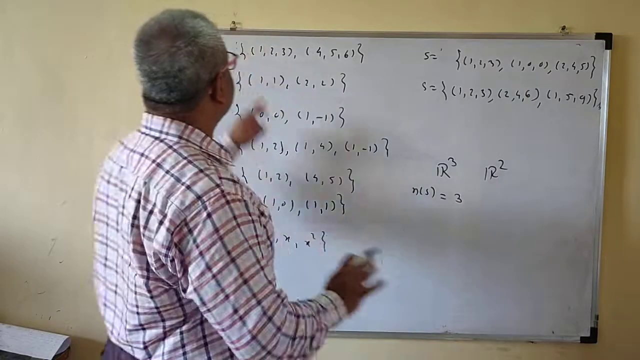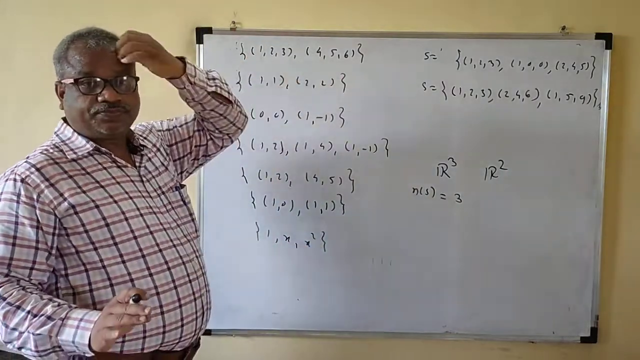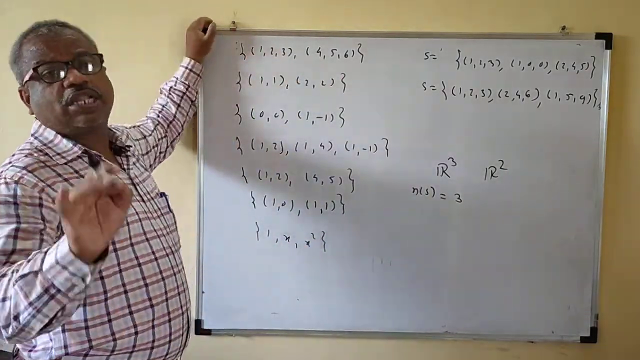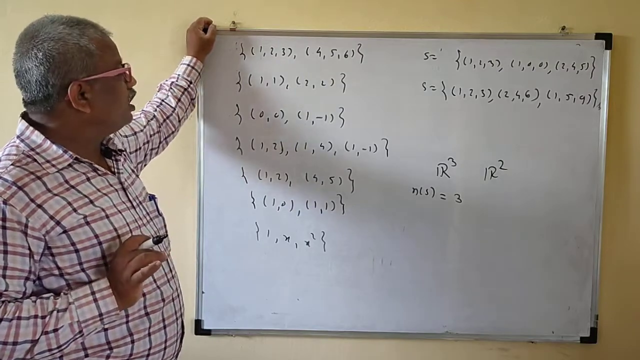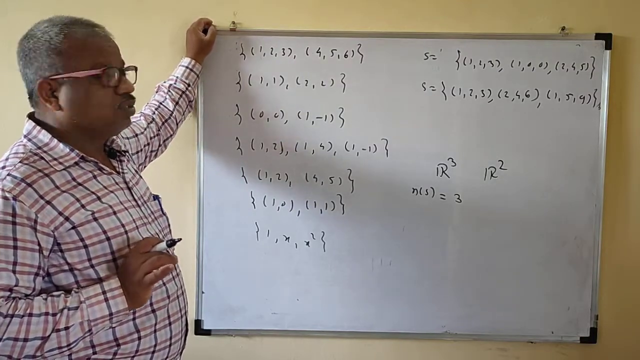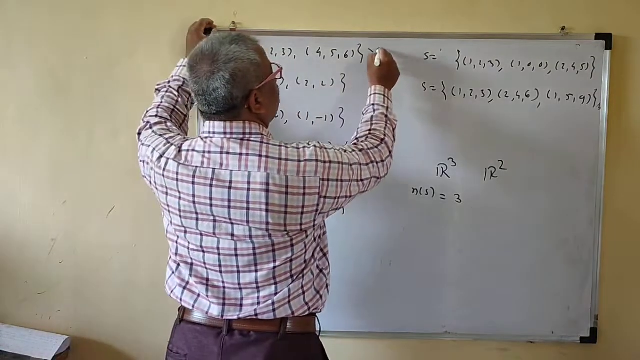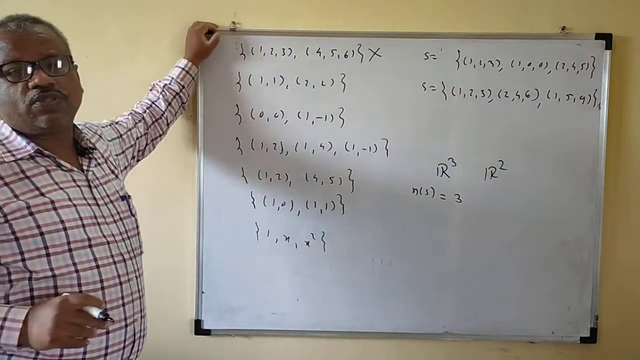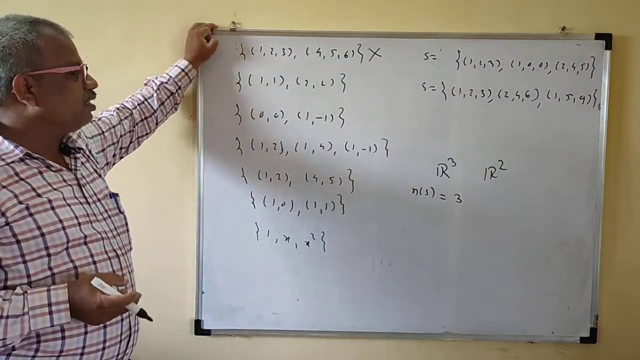Okay. So now here, see. This is R3. This is a subset of R3 containing only 2 vectors. So this is not a basis, because it contains only 2 vectors. Simple thing, it is not a basis.